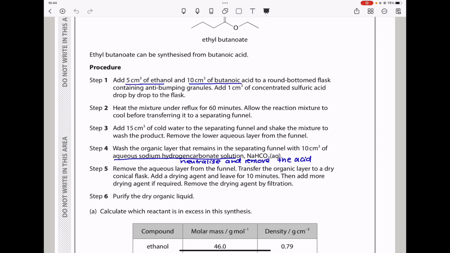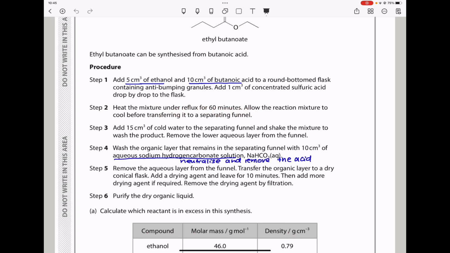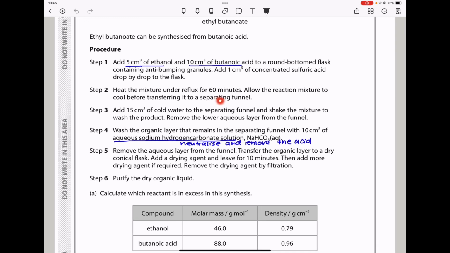In step 1, add 5 centimeters cubed of ethanol and 10 centimeters cubed of butanoic acid to a round bottom flask containing anti-bumping granules, and then add 1 centimeters cubed of concentrated sulfuric acid drop by drop to the flask. The anti-bumping granules are there to provide or promote smooth boiling. Then in step 2, heat the mixture under reflux for 60 minutes, then allow the reaction mixture to cool before transferring into a separating funnel.